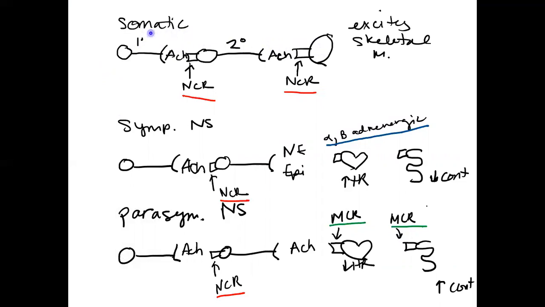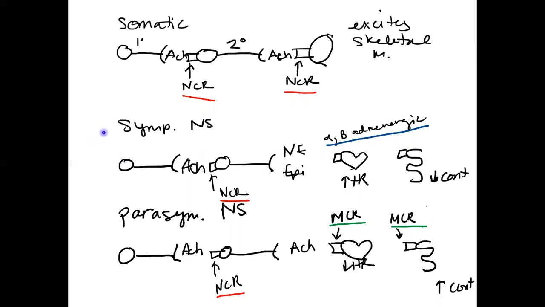So the somatic nervous system regulates your skeletal muscle contraction. The first nerve releases acetylcholine that binds to nicotinic cholinergic receptors and excites the second nerve. That second nerve is going to release acetylcholine, and that's going to bind to nicotinic cholinergic receptors on the skeletal muscle and excite it. So notice how nerve 1 to nerve 2 is acetylcholine binding to nicotinic cholinergic receptors, and then nerve 2 to skeletal muscle is acetylcholine to nicotinic cholinergic receptors, and it's going to cause skeletal muscle contraction.